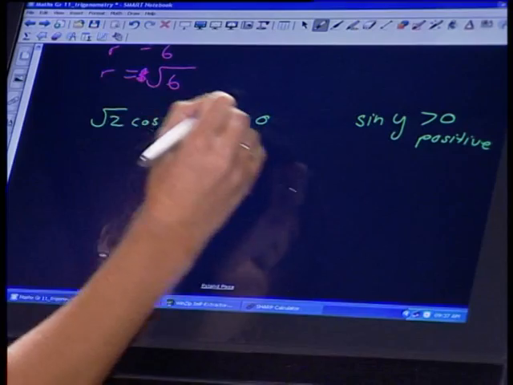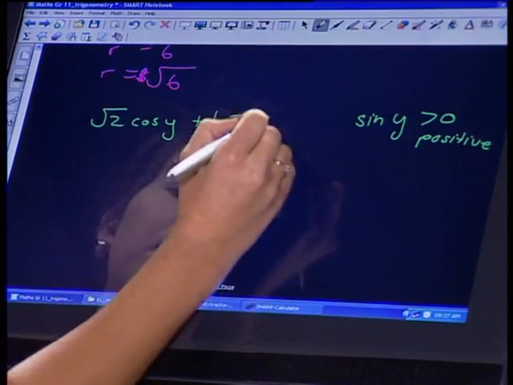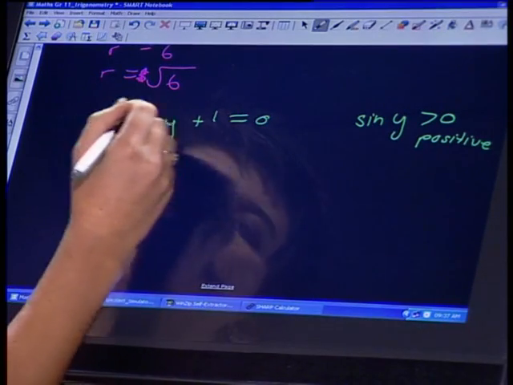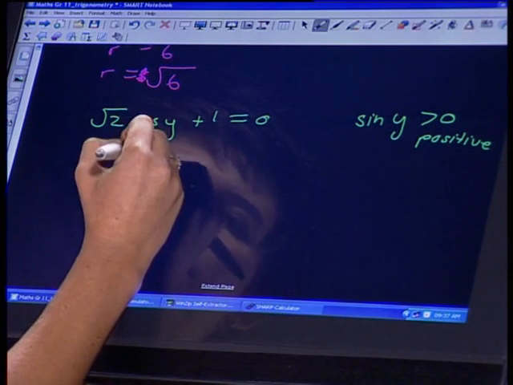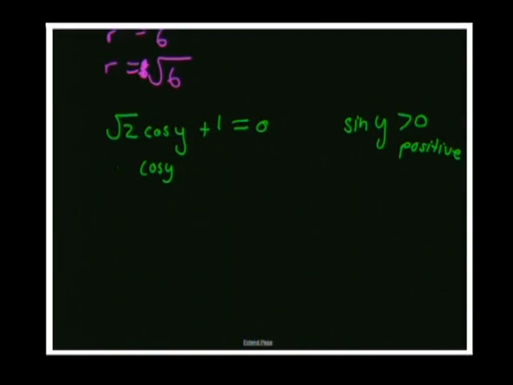Okay, so I need to isolate my trig ratio so that I can get to values. So I'm going to keep my cos square root 2 there. Take the 1 to the other side, it becomes minus 1. I divide by square root 2. I get cos y is equal to minus 1 over square root 2. And I also know that the ratio for cos is x over r.